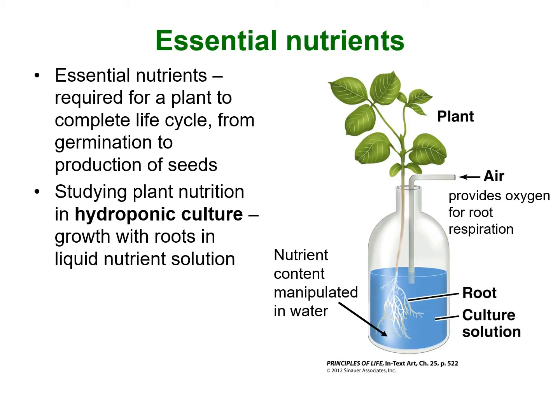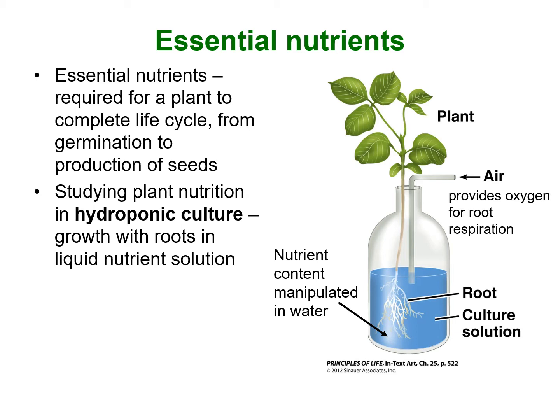To determine the essential nutrients that plants need is actually a little tricky, because if you think about growing a plant in soil, it's very difficult to take just one particular element out of that soil complex to see what is the effect on the plant if it's not there. And so we end up doing experiments using what we call hydroponic culture. This is where a plant is grown essentially in a water bottle with the roots in a culture solution of water, in which the nutrient composition can be very carefully manipulated, unlike in soil.